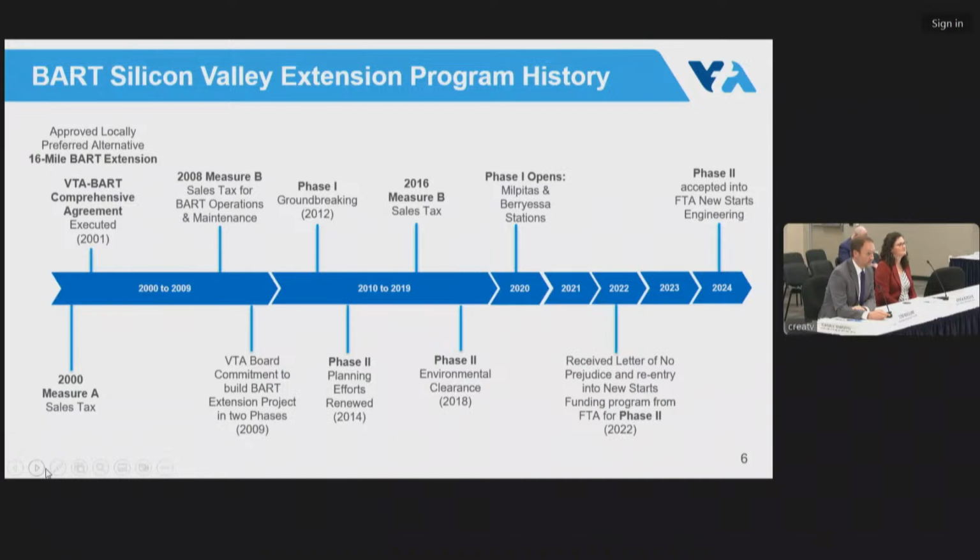But as that construction was taking place, we continued to do the planning and environmental clearance work and the preparatory work for what we're trying to build right now, which is phase 2. And just the last item on here is we reached a really important milestone in phase 2 last summer, when the federal government accepted us into what's called the engineering phase of New Starts. And I'll come back to that later when I talk about the dollars and why that federal guarantee is so important.